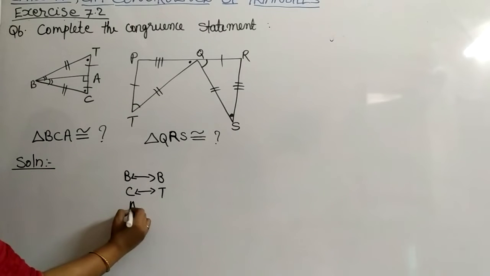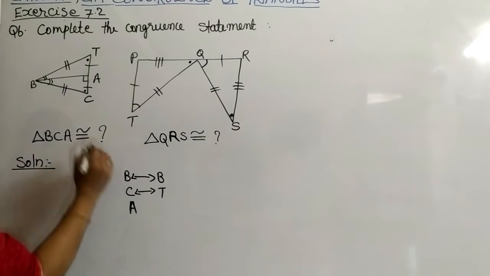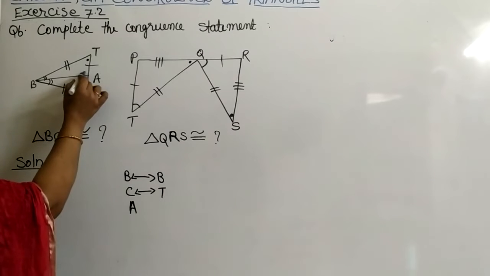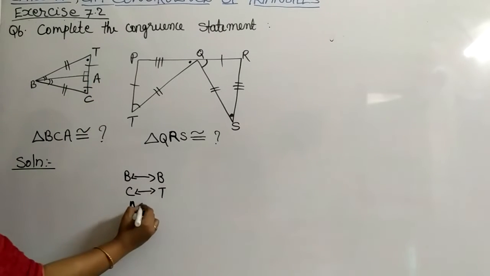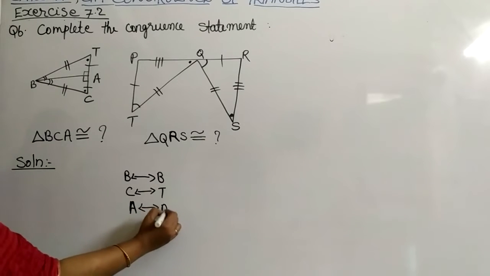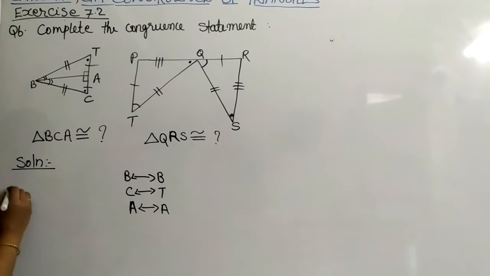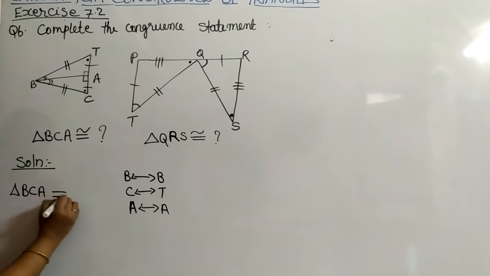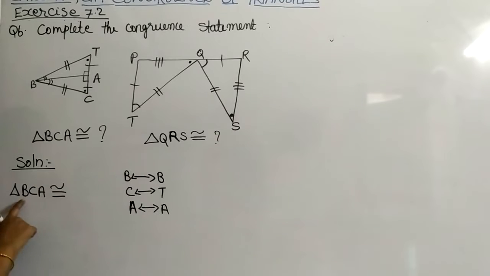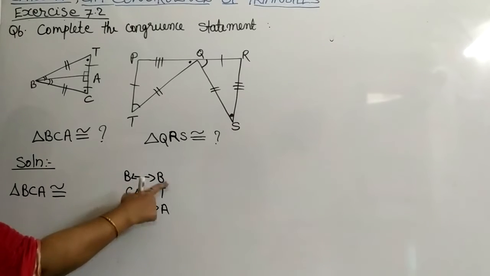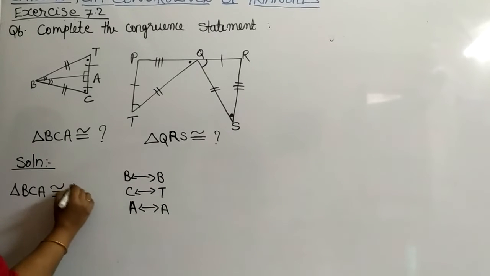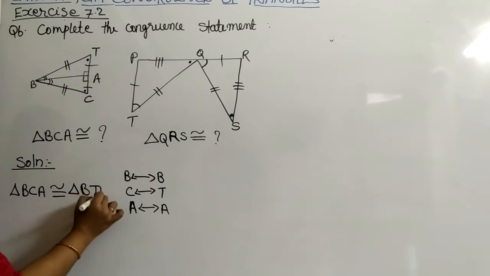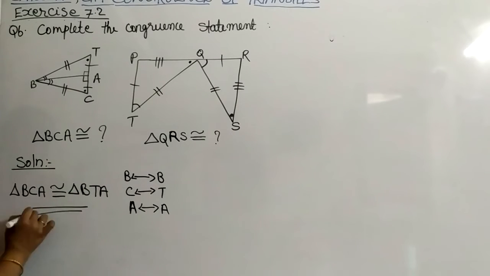Next A. This is A, which is the same as here, where the 90 degree will also come. So vertex A corresponds to A only. So the question is, triangle BCA is congruent to which triangle? BCA is congruent to triangle BTA. First part is over. Next.